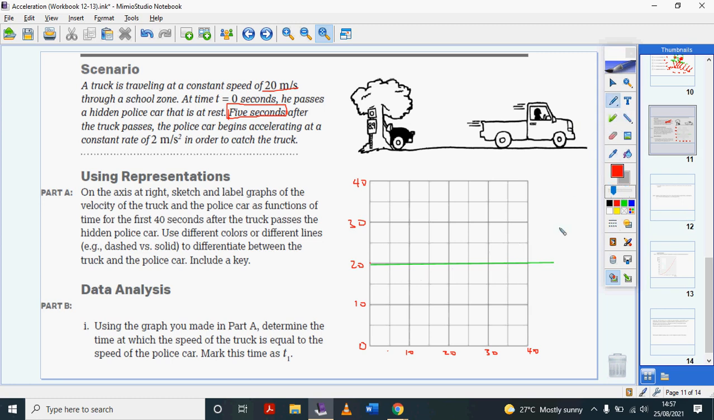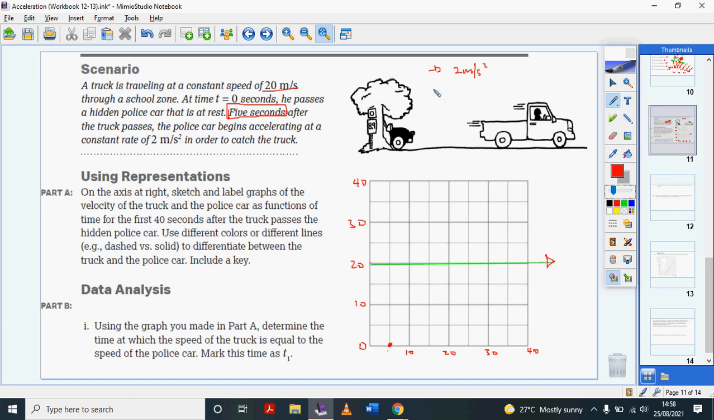The police car waits 5 seconds. 5 seconds after the truck passes, the police car begins moving. So the police car does not start moving at 0, it starts moving at 5. And we had established that it has an acceleration of 2 meters per second squared. Since it's not starting at 0, we don't know its y-intercept, so we can't just go from there.